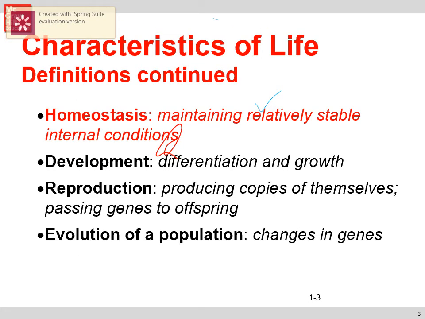Some other characteristics of life include homeostasis. Now, let's not talk about homeostasis just yet. Just understand that homeostasis is the maintenance of a stable internal environment. Okay, we'll talk about this in a lot more detail. And then the next characteristic is development.